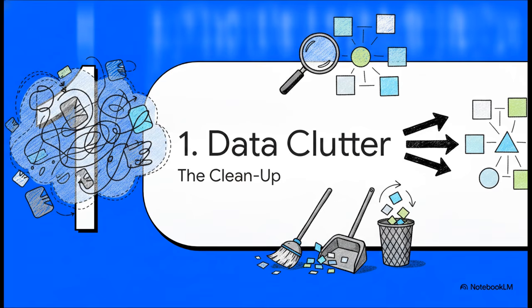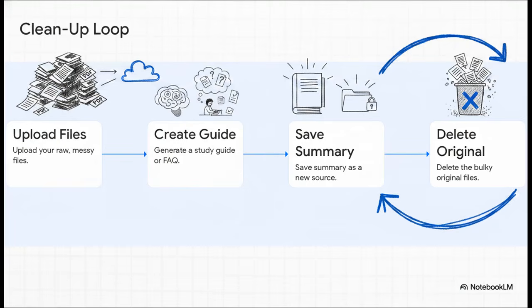Data input and clutter, the cleanup phase. Because look, bad data always leads to bad answers. People love to feed the AI these huge, chaotic files and just expect magic. But that just makes the AI lose context, or worse, hallucinate. So you need to use this 4-step compress, document, and delete loop to keep things clean.